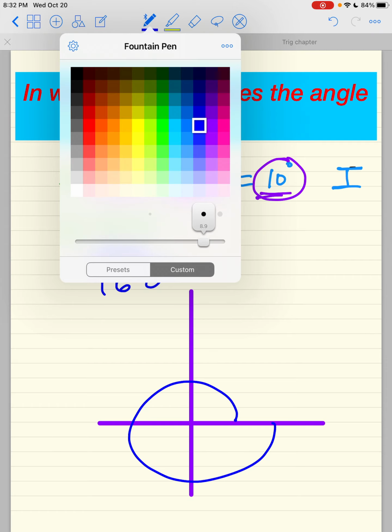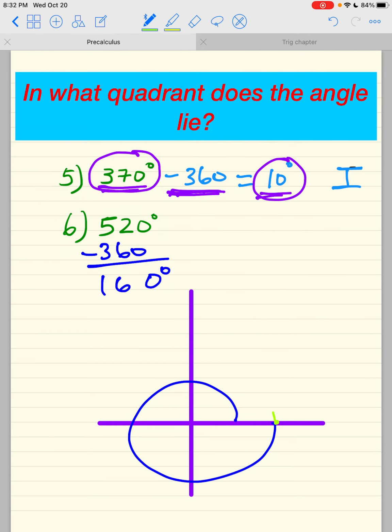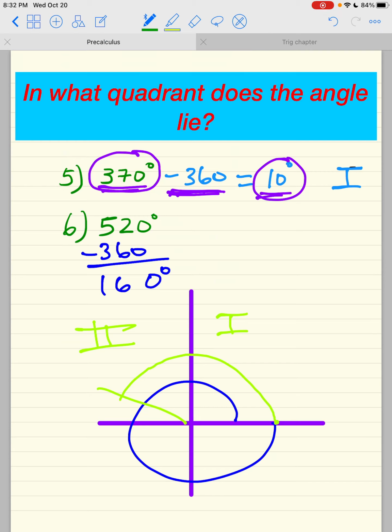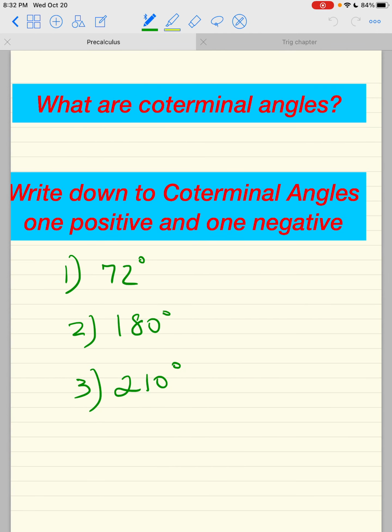From there, I'm just going to pick up where I left off. There's 90 and then 70 more. So this is in quadrant 2. Okay, so this is in quadrant 2. And 520 and 160 degrees are both coterminal angles. Okay, so coterminal angles, what are they? They're basically angles that terminate in the same position. Just remind yourself every 360 degrees is going to give us a coterminal angle.